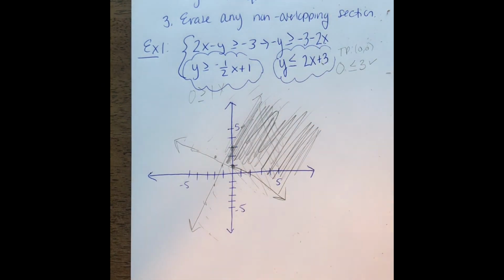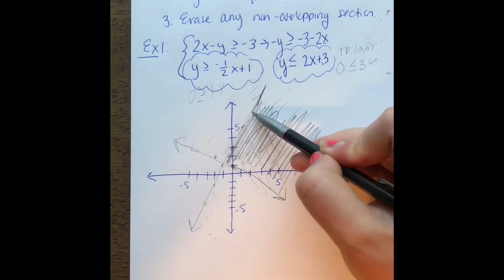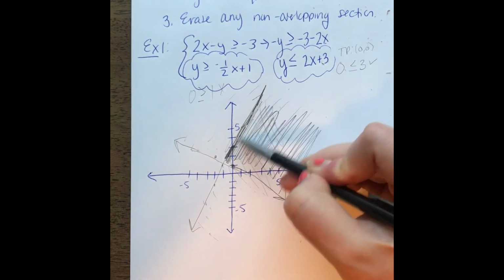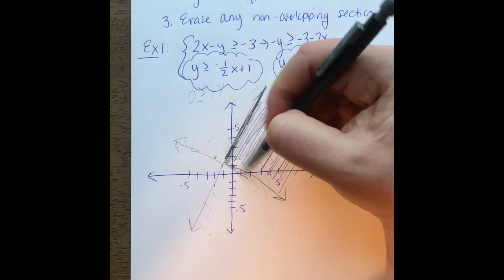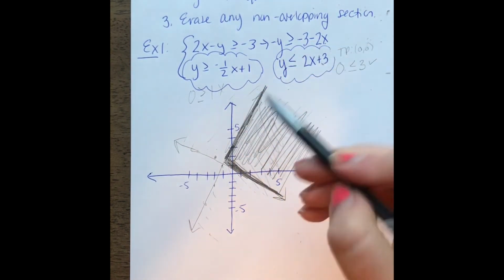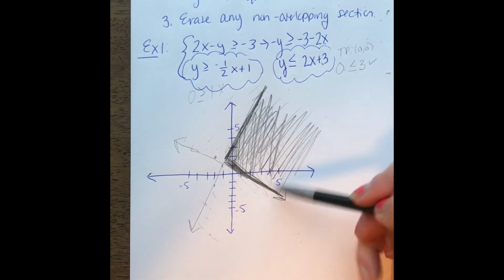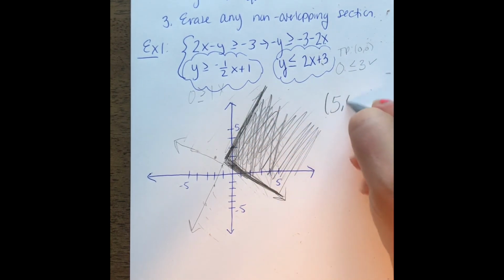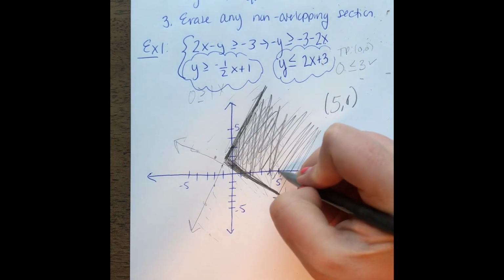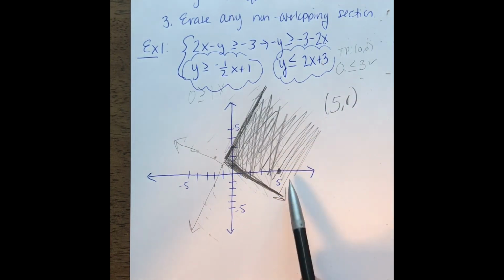A solution to this system of inequalities would be any point on this part of the line, because we're including it, this part of the line, because we're including it, and anywhere in between. An example would be the point 5, 0, which is a solution because the point 5, 0 is in the shaded region.